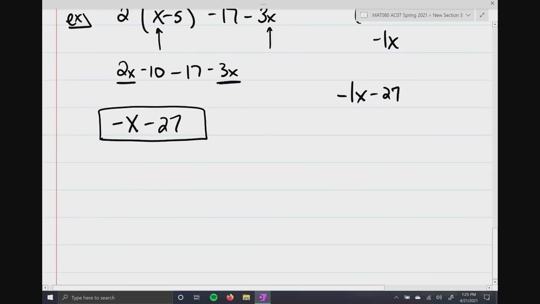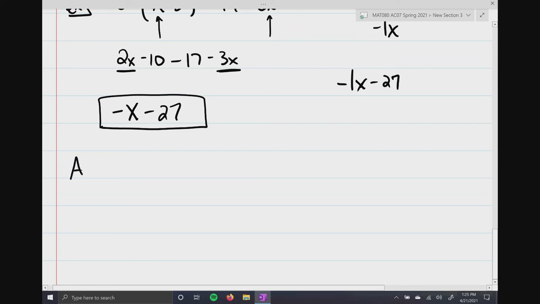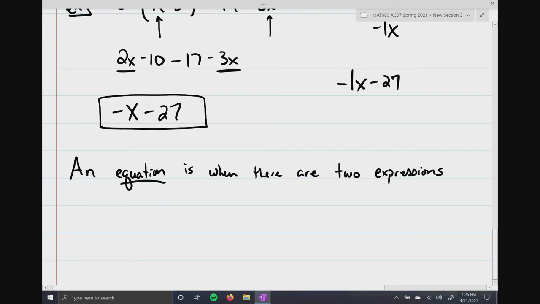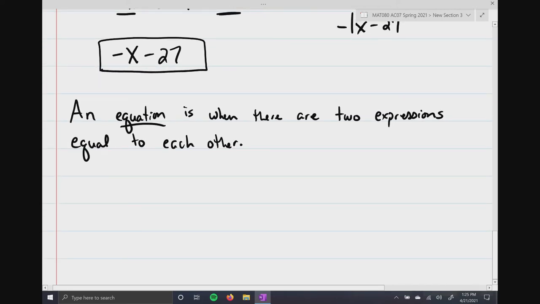All right. Next definition. An equation is when there are two expressions equal to each other. So in other words, you're going to have an expression, which we know is a mathematical statement that contains variable terms, constant terms, and math operators, equal to another expression.